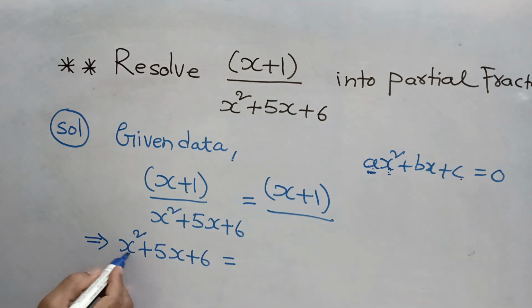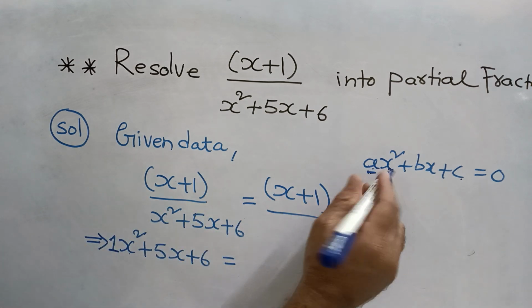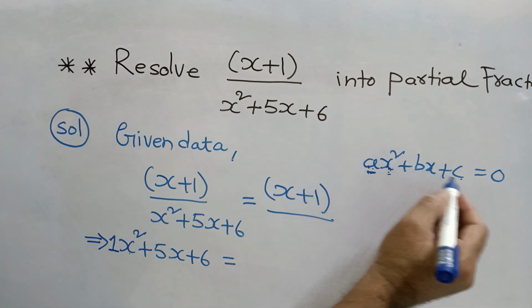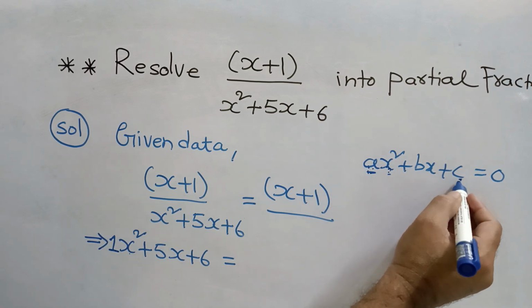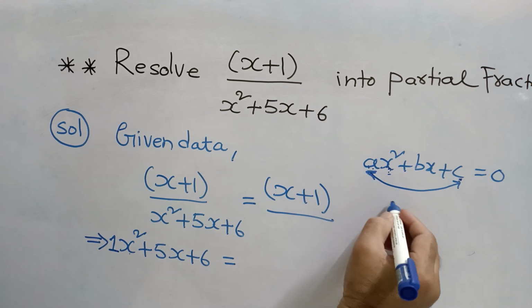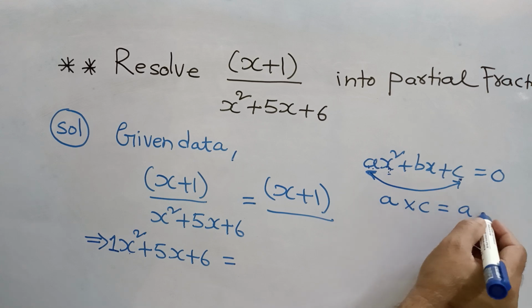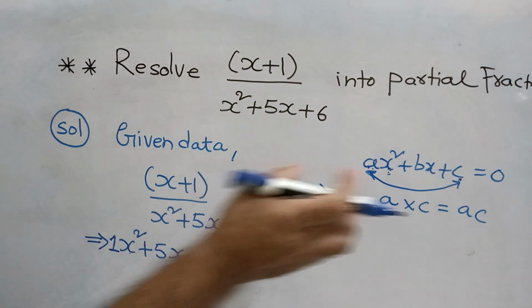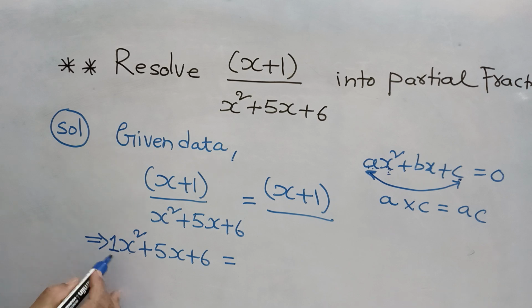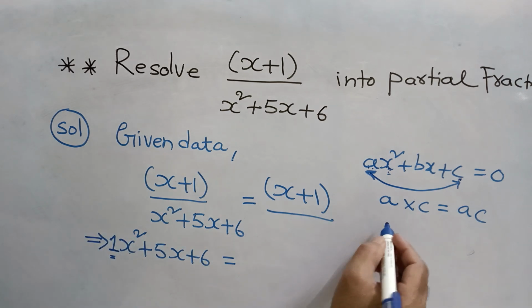Similarly, what is the x square coefficient here? It is 1, so nothing is written; assume that 1 is the coefficient. Therefore, the x square coefficient and the constant value c must be multiplied, nothing but a into c. If you compare here, a is equal to 1 and the constant is 6. 6 into 1 is 6, is it not?